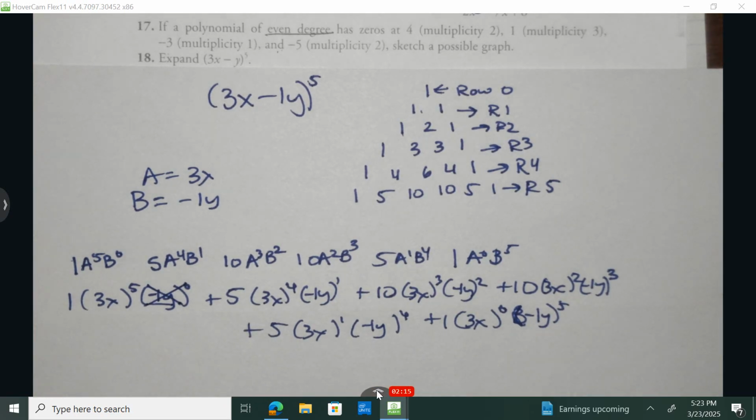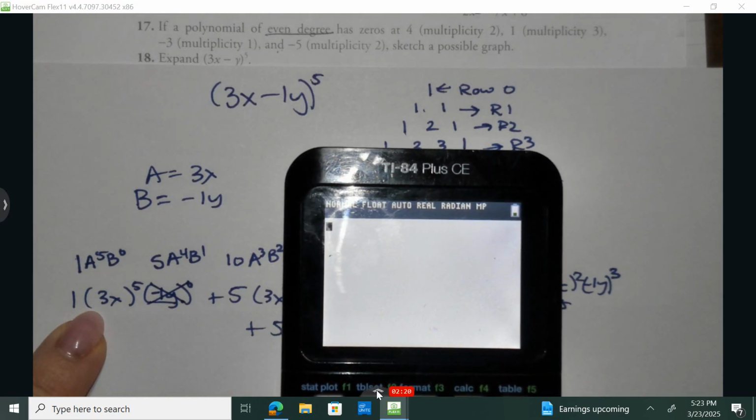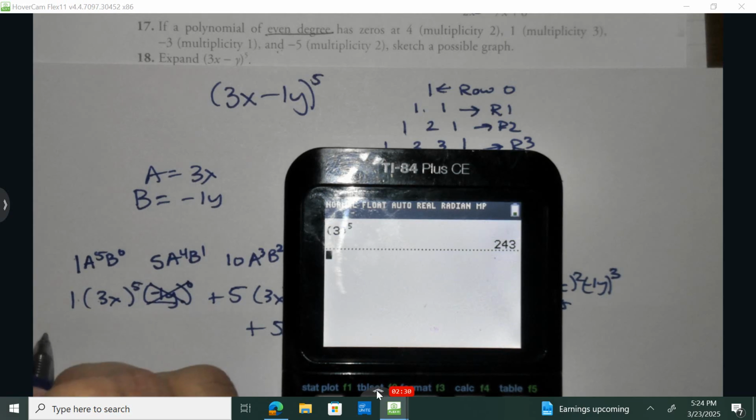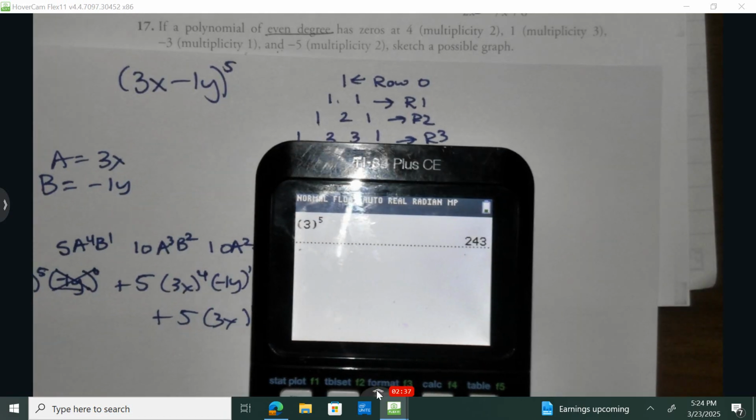So on my calculator here, I'm going to figure out what is 3 to the 5th power. And I believe it's 81, but let's make sure that I am correct. So, oops, sorry, 243. It's 81 times an additional 3, so 243. So 3 to the 5th is 243 times 1 is still 243x to the 5th.